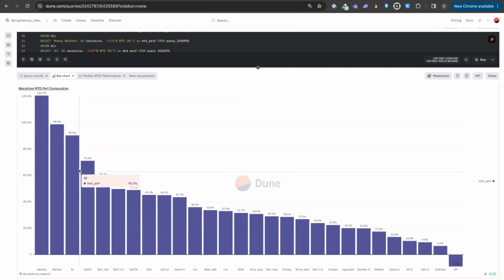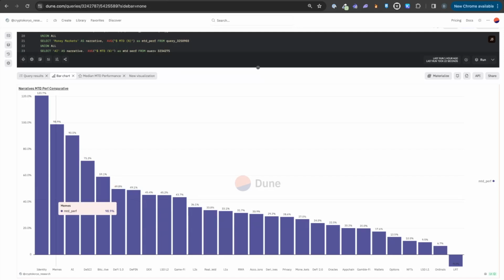So memes have been performing strongly, from Pepe and Bitcoin and other meme coins. They have had a strong performance this month, which is usually an indication of the market going into risk on mode.